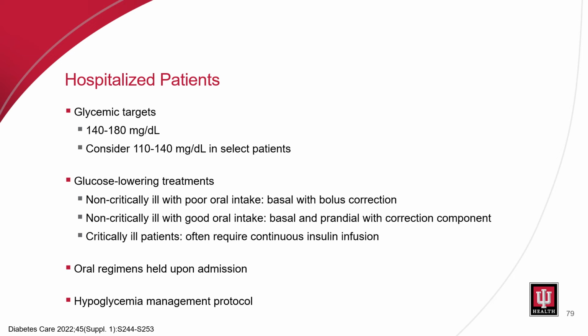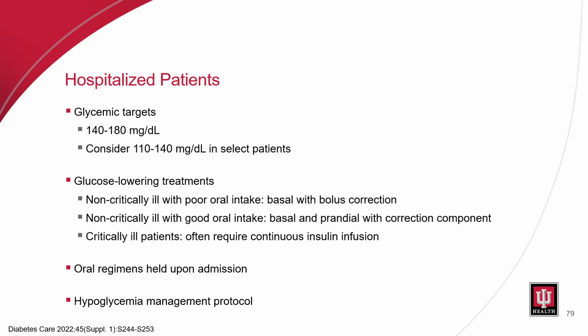And then finally, we'll talk about our hospitalized patients. So even in patients without diabetes, we often initiate insulin therapy when we have two blood glucose readings of greater than 100 milligrams per deciliter while in the hospital. Our glycemic targets are most often 140 to 180 milligrams per deciliter, and this comes from the NICE-SUGAR trial that was done in critically ill patients, where they found higher mortality with tight glycemic control of 80 to 110 milligrams per deciliter compared to a more conservative management of 140 to 180 milligrams per deciliter.